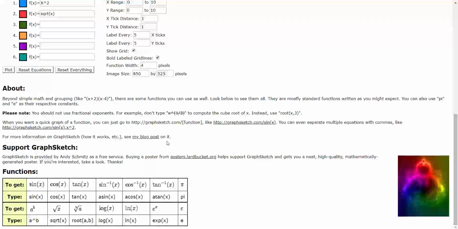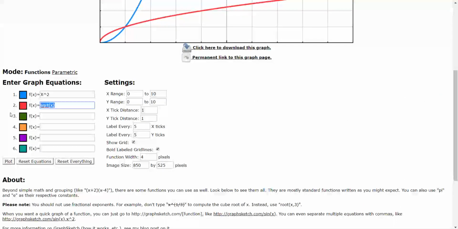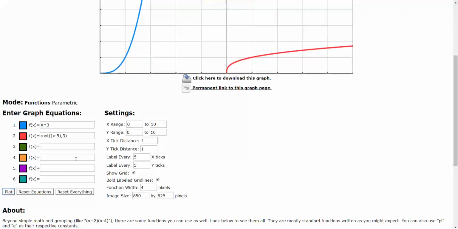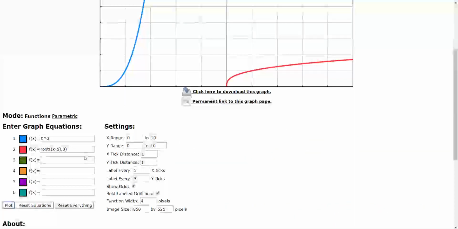Root a, b. So we could go like root a to b. A is like what? X minus 5. So x minus 5, and then we'll have 3. Let's try to plot this. And this is the red one here, x to the power of 3 plotted. So that's what we're getting here.